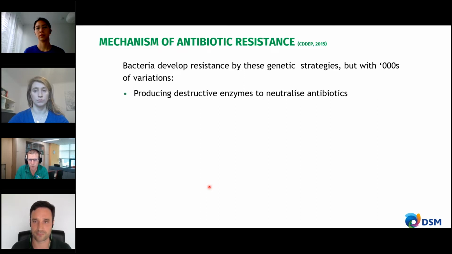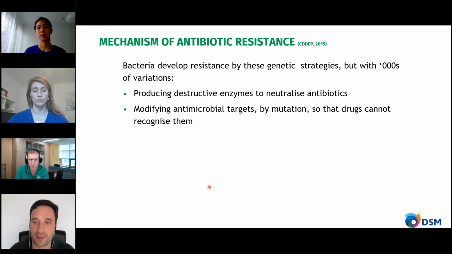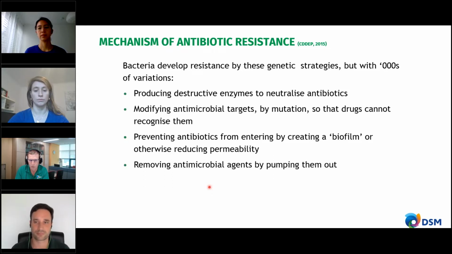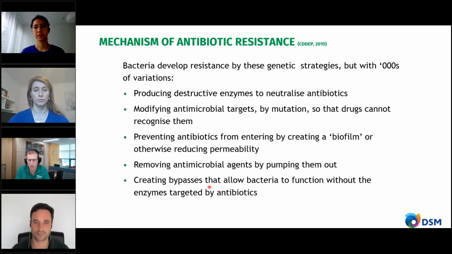So the bacteria could produce a destructive enzyme to neutralize the antibiotic. The bacteria could modify the antimicrobial target, by mutation, so therefore the drugs cannot recognize that particular target, and therefore it becomes resistant to that antibiotic chemical. The bug can also prevent the antibiotics from entering by creating a biofilm or otherwise reducing the permeability of that cell wall. The bacteria can increase its pumping out activity, so it can remove the antimicrobial agent by pumping them out should they get inside the cell. Or the bacteria can create bypasses that allow the bacteria to function without the enzyme targeted by antibiotics.